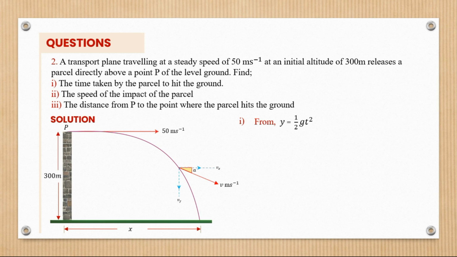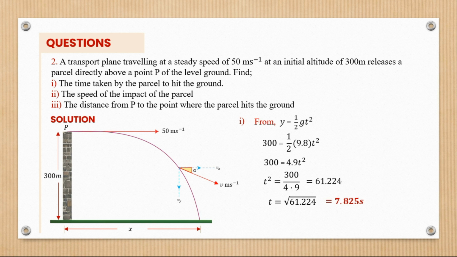So now let's find that time taken by the parcel to hit the ground. So now we know y is equal to a half gt squared, because we already know what the value of y is, so we can use this formula to find the time of flight. So 300 shall be equal to a half times 9.8 t squared. So t squared is equal to 300 divided by 4.9, which is equal to 61.224. Then find the square root of that, and t shall be equal to 7.825 seconds. So therefore the parcel will take 7.825 seconds to hit the ground.